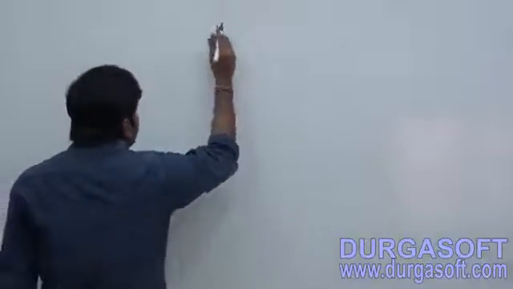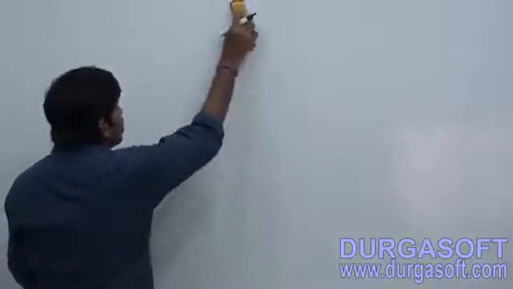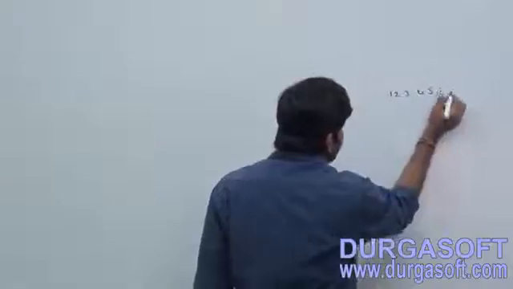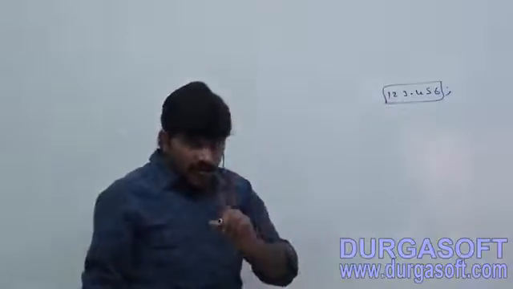Okay, this is next. Floating point literals. Now here just observe this one. Which is the floating point literal? 123.456. This one is the floating point literal. Wherever a decimal point is there, it is a floating point literal.